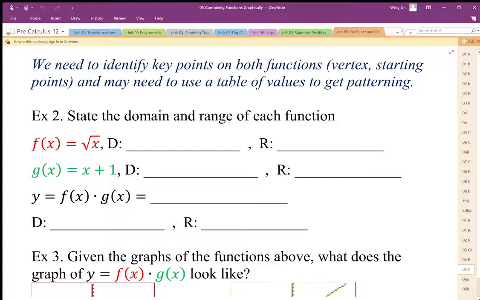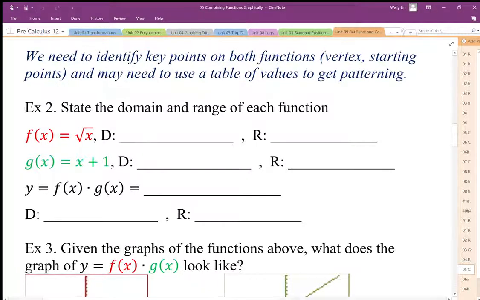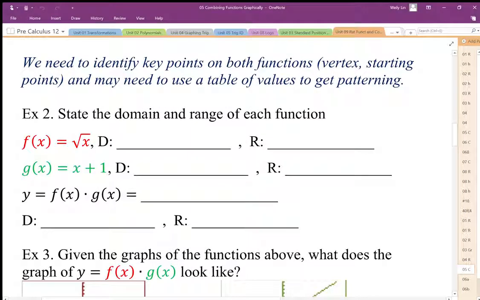When we combine functions, again, we need to make sure we understand how to analyze domain. The range is a little bit more complicated, so we're going to do that mainly by graphs. But we want to also identify key parts of functions, vertices, starting points, and we can often use a table of values to get some patterning.